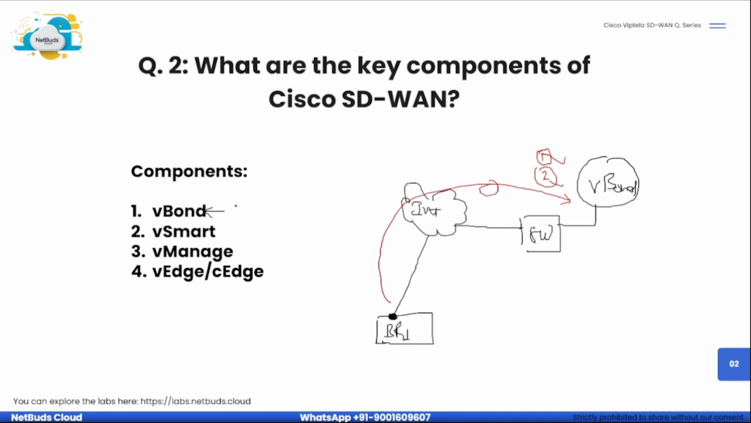The second component is the vSmart. vSmart is also one of the controllers, and it is part of the SD-WAN fabric. Whatever the control portion is, routing and policies, everything is controlled by the vSmart. I will give you a more granular idea about the vSmart in the coming questions, but right now, just understand this is the main controller, or the brain, of the SD-WAN.